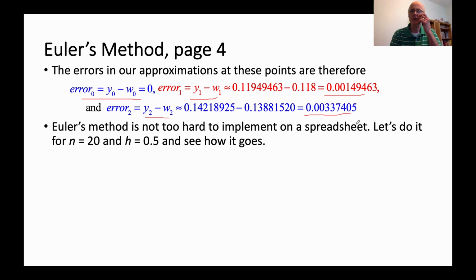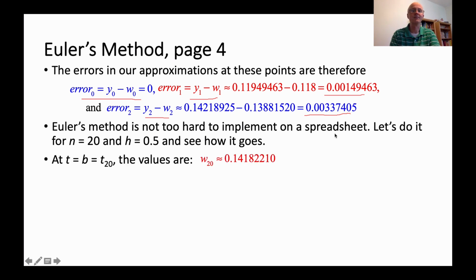Euler's method is not too hard to implement in a spreadsheet. Let's do that now for n equals 20 and h equals 0.5 and see how it goes. Same problem, same differential equation, the logistic model, same solution we're trying to approximate over the interval from 0 to 10. But now we're going to break it into 20 pieces that are half units in length. Let's see how this goes.